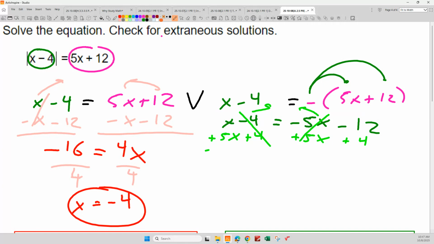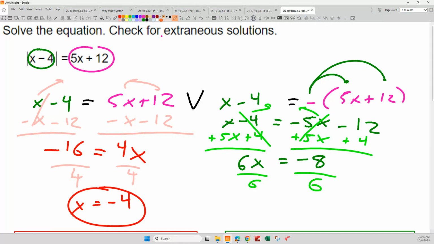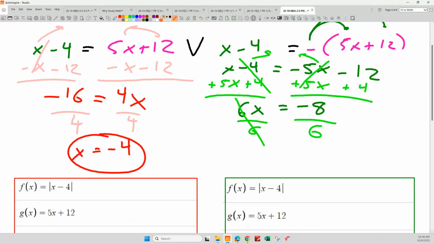Okay, and that's going to give me, if I add those up, x plus 5x is 6x. Negative 12 plus 4 is negative 8. Last step, divide by 6. Okay, so those guys cancel, and I got my other solution. My other solution is x equals negative 8/6, which reduces to negative 4/3. Now we want to check these, right?